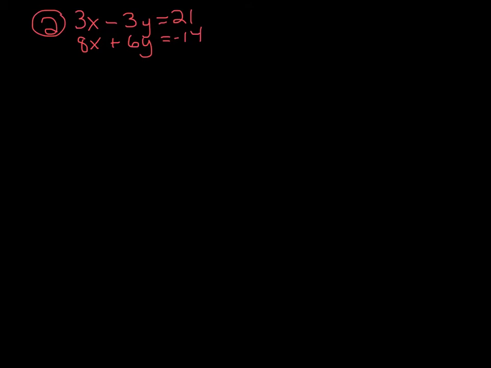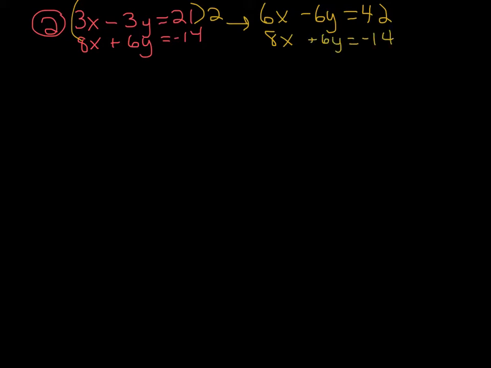For example number 2, I'd like you to pause and try it on your own, please. For this example, we can still eliminate y's. You'll find that the easiest way to do that is by taking the top equation and multiplying it by 2. When you do that, you get 6x minus 6y equals 42. The bottom equation doesn't change. So then you have two equations. We now have y's lined up. We have everything lined up. We have the same coefficient, the 6. We have the opposite signs, which is great.